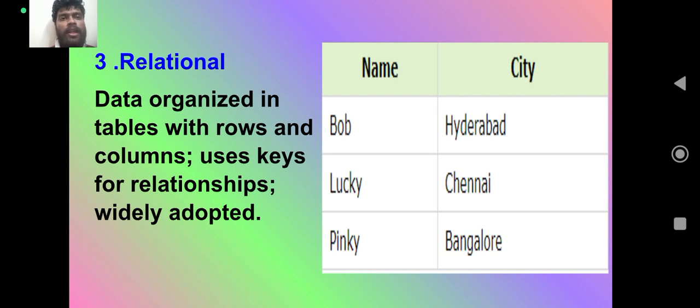Okay, and it is the relational DBMS. Data organized in tables with rows and columns. Uses keys for relationships and widely adopted. Okay, here the data is organized in the form of rows and columns, and you can say it in simple words, data is organized in the form of grid. Okay, and I have given a simple diagram, you can see and compare it with the explanation.